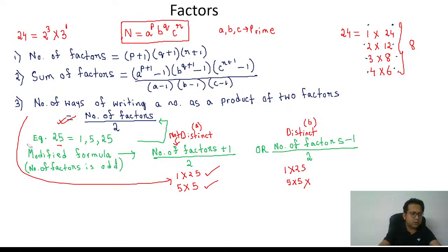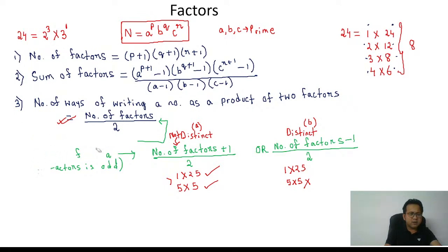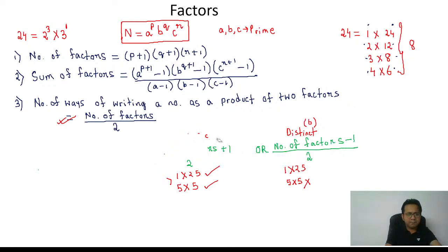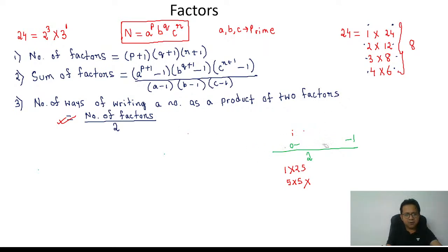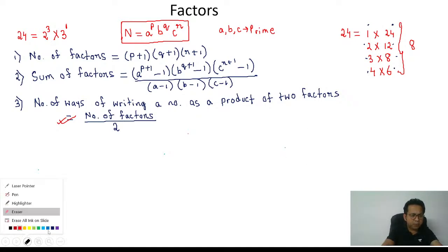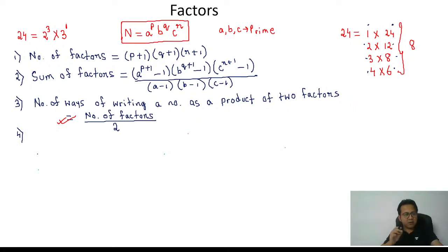Clear? Awesome. Let's go ahead and write down the other formulas related to factors. Remember, this class is all about helping you recollect every formula from the chapter. Next, point number 4. Sum of factors is done. Number of ways of writing a number as a product of two factors is done. Next is the product of factors.